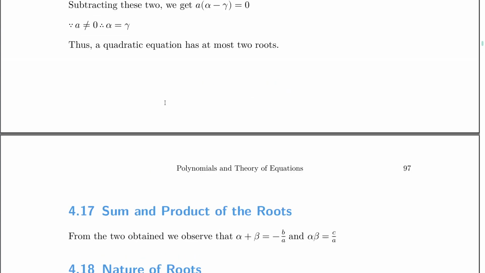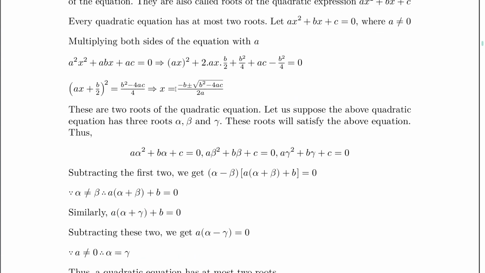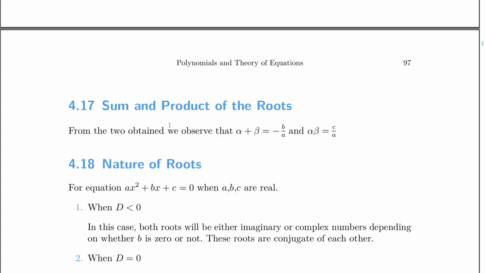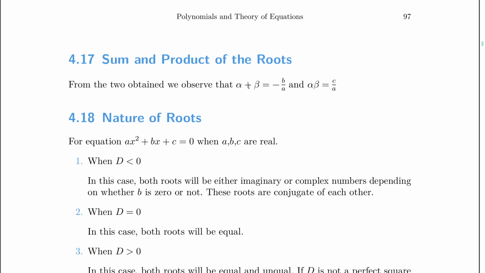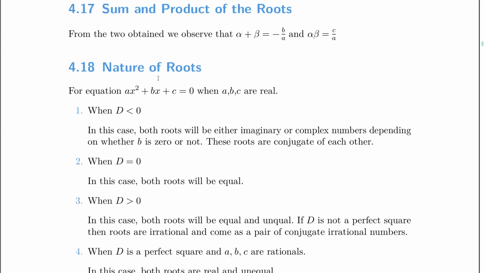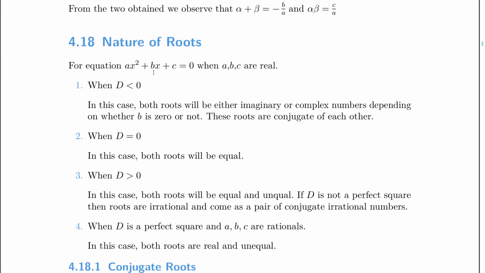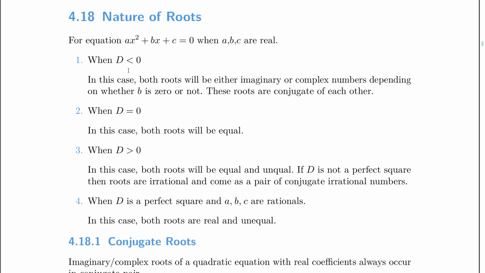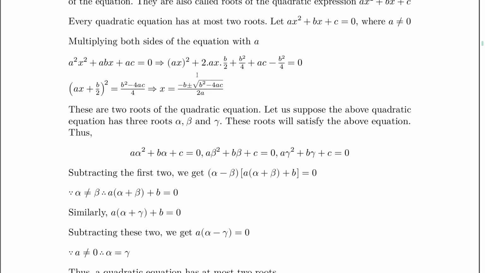Now, from these values of alpha and beta, you take the plus sign once and the minus sign once. From these two equations, you can clearly see alpha plus beta is minus b by a and alpha beta is c by a. Now we will discuss the nature of the roots. For this equation where a, b, c are real, when D is less than 0, now what is D? D is called the discriminant. The discriminant is this term, b square minus 4ac.